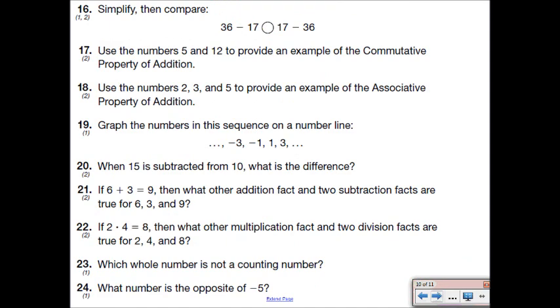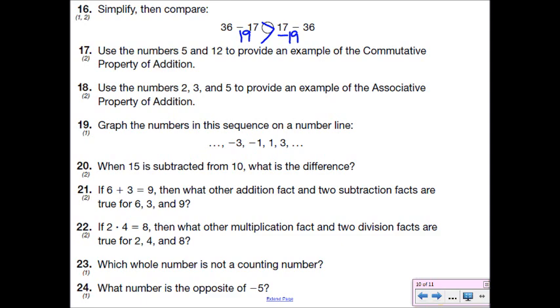16 says simplify and then compare. So basically they're asking us to find the answer on each side. 36 minus 17 is 19. And 17 minus 36 would be negative 19. So we're adding and subtracting integers. And when things are opposite signs, you subtract them and then put the minus sign on the bigger number. So 19 is going to be greater than negative 19.